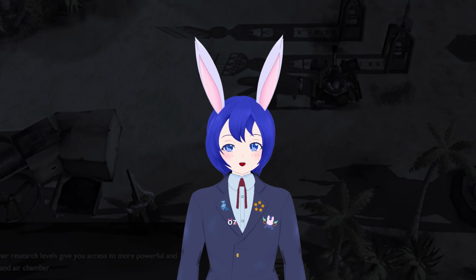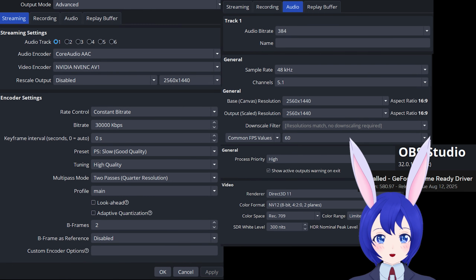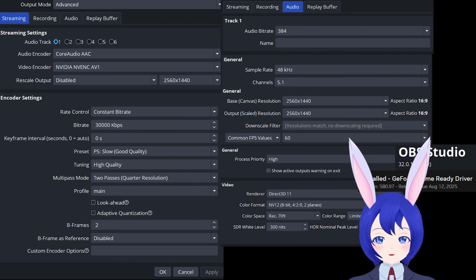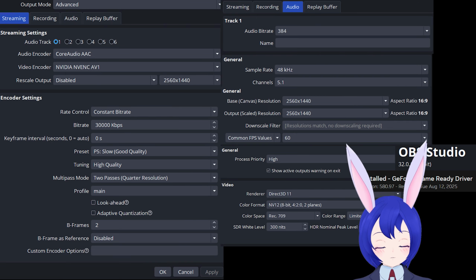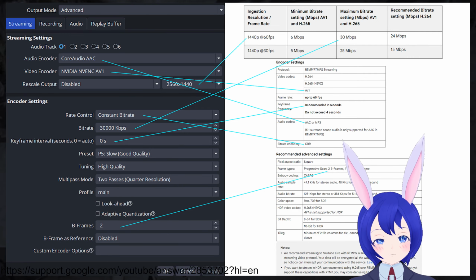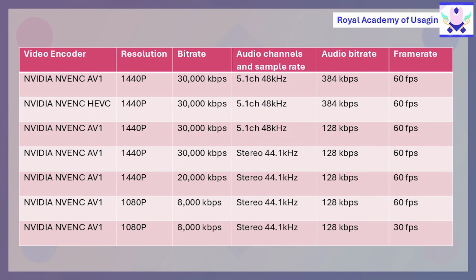Remember that originally I streamed using the AV1 encoder at 1440p, 30,000 kilobits per second, with 5.1 surround audio at 384 kilobits per second. Now, that is well within the YouTube streaming guidelines. Maybe that was too harsh though, for whatever reason. So I tested the following parameters as shown in the tables.